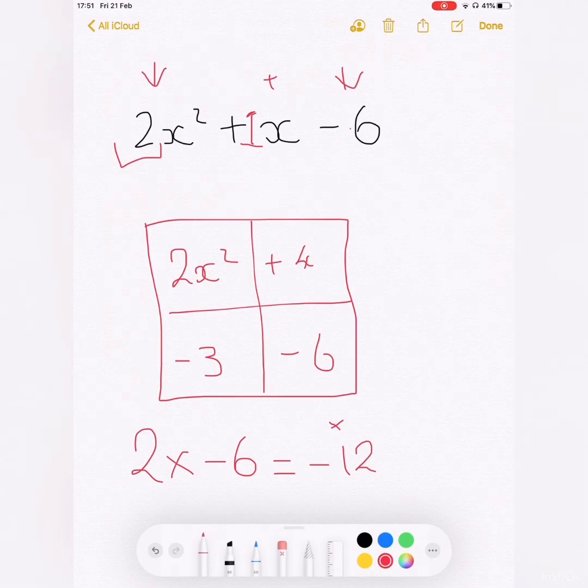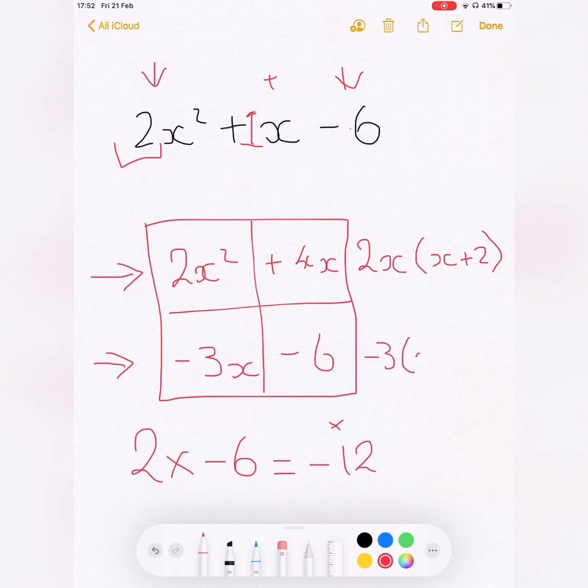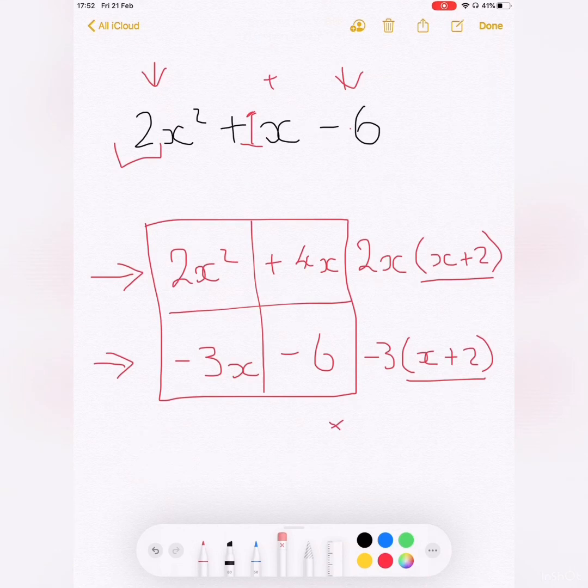So now our next step is to factorize along our columns. Sorry, I forgot to put the x's on the end. And now we factorize along. So we get 2x on the outside, x plus 2. And then for this one, we get minus 3, x plus 2. Again, we can see we've got the same bracket. So our final answer is 2x minus 3, x plus 2.